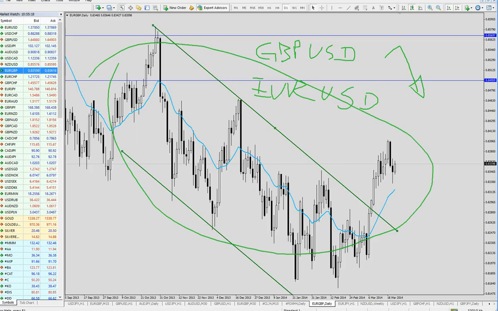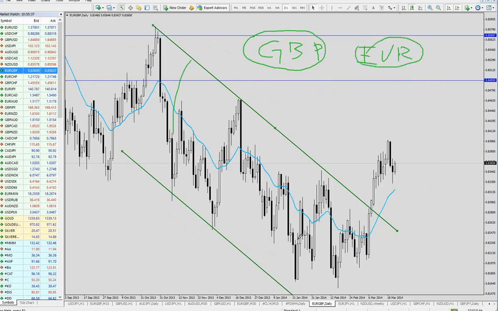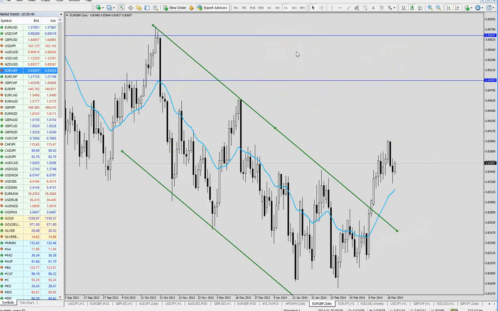So now we have a clear picture about GBP and euro, right? I think that GBP, British pound, has a chance to be weaker than euro based on this, okay? So maybe in regards to Canadian, if you want to take one position, maybe it's good to look at the GBP CAD to go short.